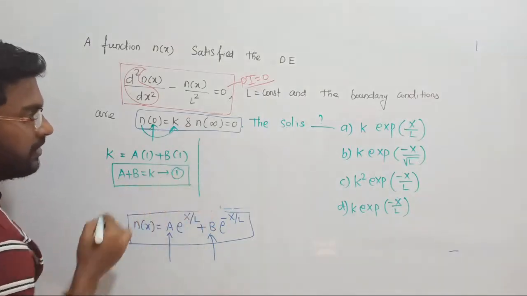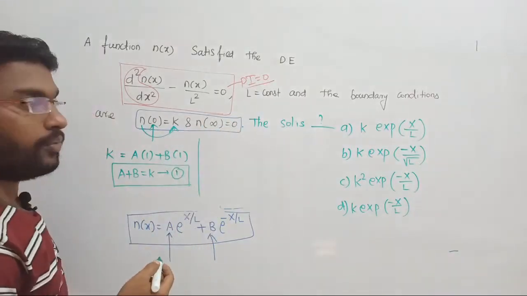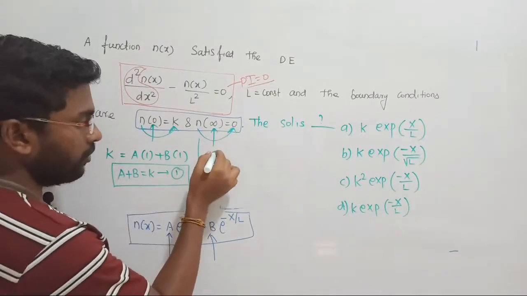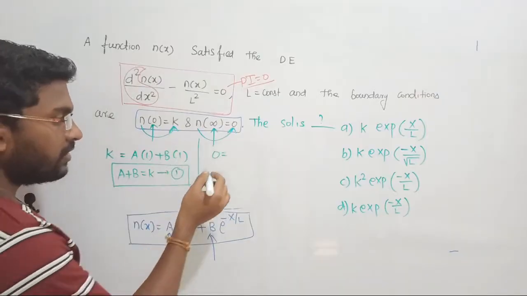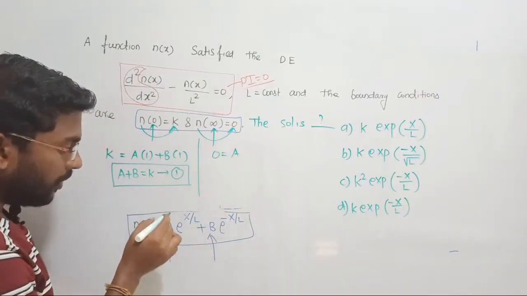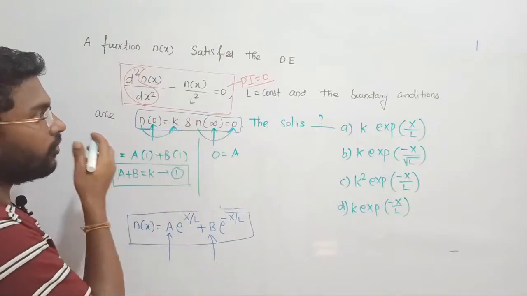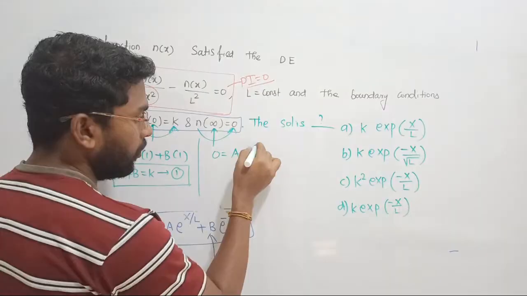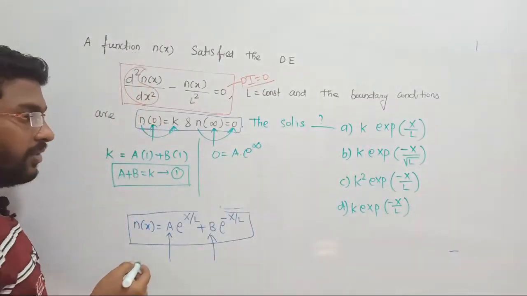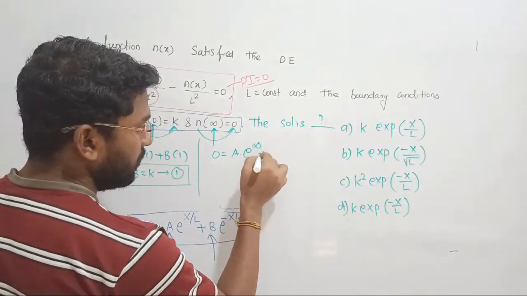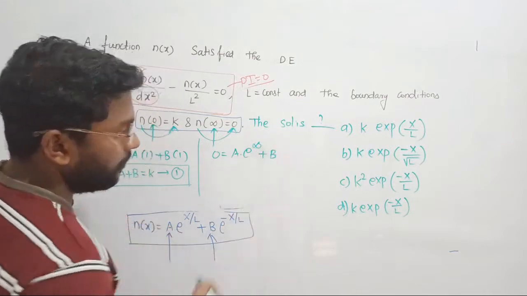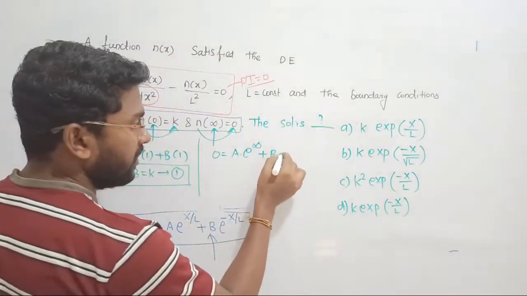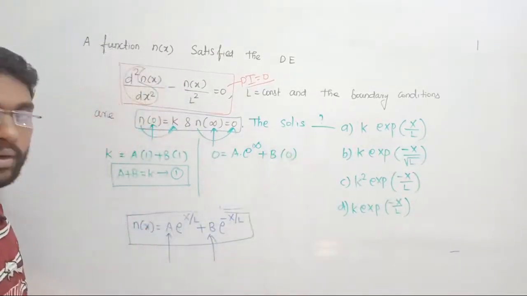Let's apply the second condition. N of infinity equal to 0. It means x equal to infinity where n equal to 0. So n equal to 0 at x equal to infinity. Guys listen, that is going to be a into e power, if I replace x equal to infinity, what will I get here? It is going to be e power infinity. Yes, that is going to be e power infinity, and plus, let's try to find out the answer for b. b into e power, if I replace x equal to infinity, e power minus infinity is going to be 0. Do you agree with me?